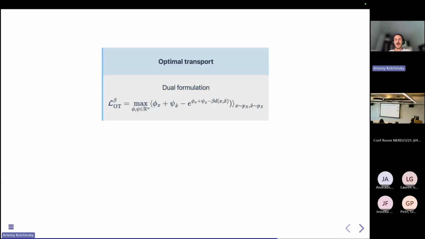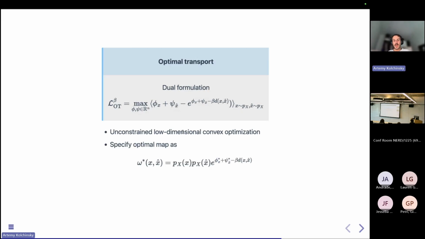Yes, phi is to X and psi is to X hat. And this is lower dimensional unconstrained optimization. We can recover the optimal map from these if we wish. But in optimal transport, these are called the Kantorovich potentials.